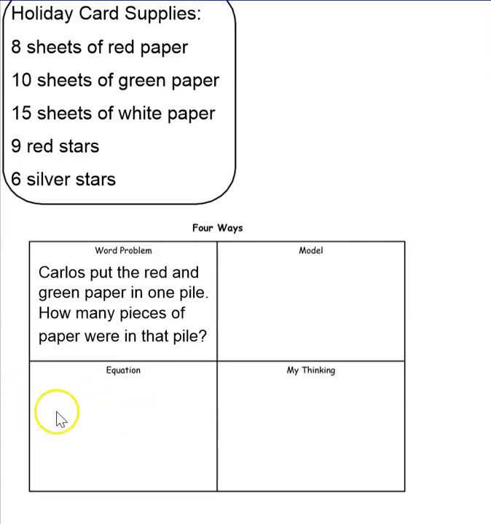I would reread this problem with the numbers, but there aren't any numbers. It's just talking about the one pile. So where am I going to get that information from? That's right, we're going to look here at our data. Let's reread it and think about what data we might use. Carlos put the red and green paper in one pile. What data might we use?